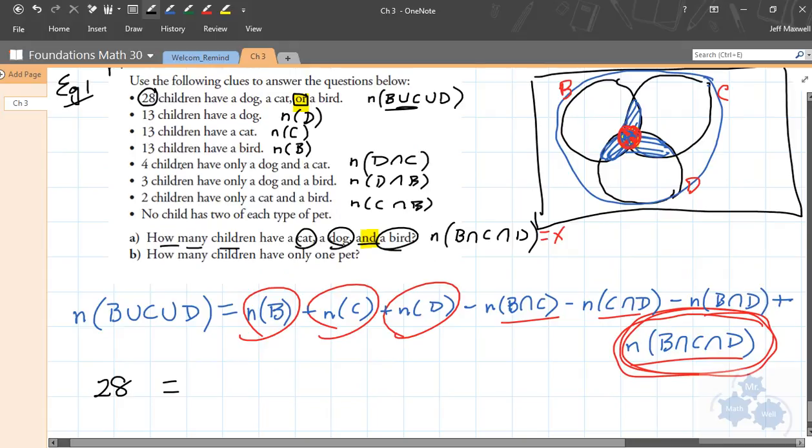What's the number of B? The number of B, kids that have a bird, 13. What's the number of C? Kids that have a cat, that's 13. What's the number of D? Dog is also 13. How many kids have a bird and a cat? A bird and a cat. So where's that? Bird and a cat is 2.